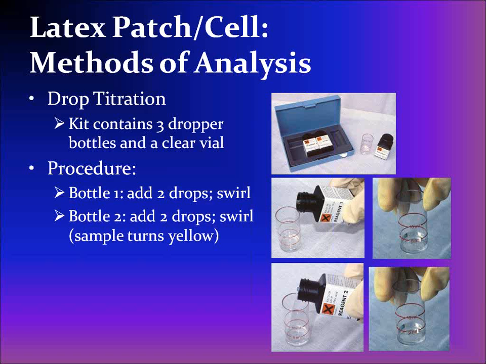Add 1 drop at a time from bottle 4 to the sample. Carefully swirl the beaker after each drop is added to ensure it blends with the sample. Count the number of drops required to turn the sample from yellow to blue. Note that bottle 3 supplied with an earlier version of the kit is no longer provided.